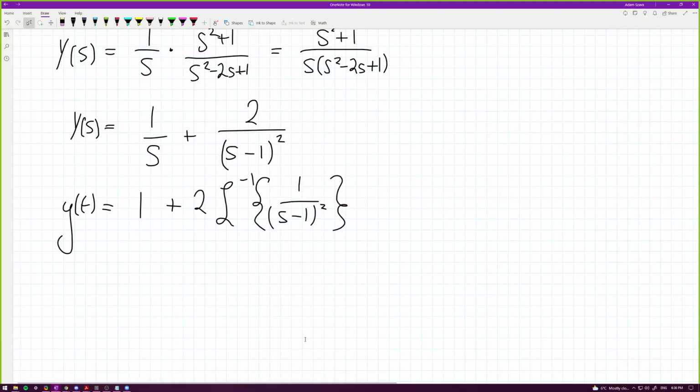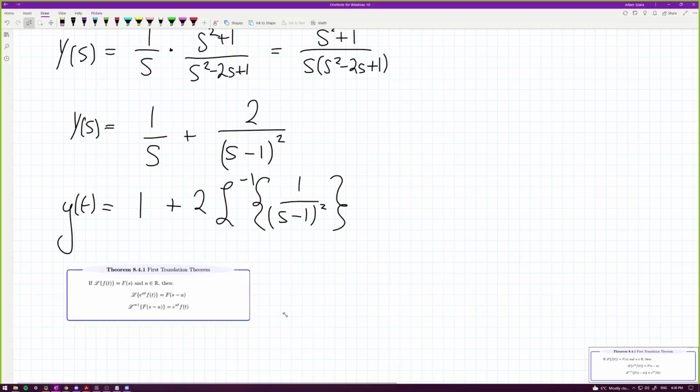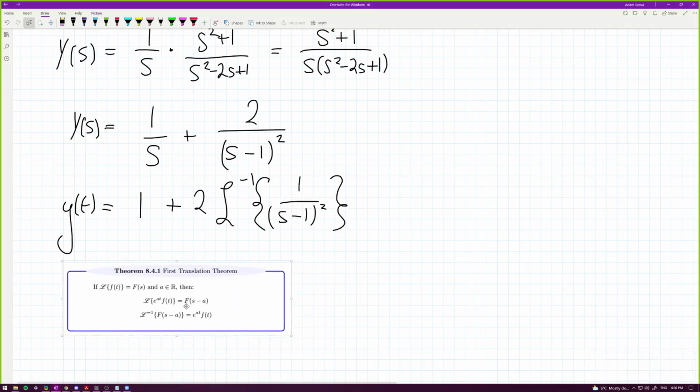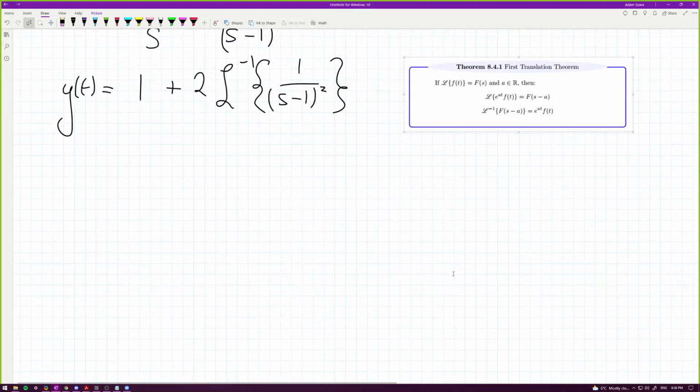Okay, and so now how do we deal with this? So this essentially is going to be your first, not convolution theorem, your first translation theorem, which looks like this. Let me show you. First translation theorem. Sometimes I call them translation theorems. I don't actually remember which one's the right word. So one of the two. But anyways, I'm sure you understand what I mean.